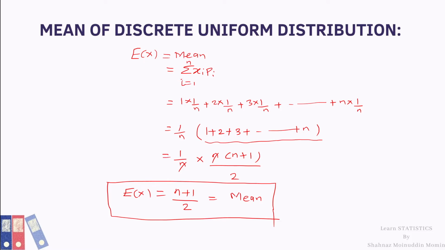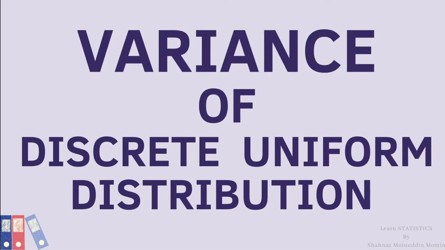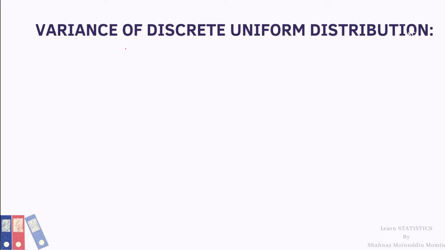Now we shall move to the fourth point, variance of discrete uniform distribution. By definition of variance, variance of x is equal to expected value of x square minus (expectation of x) bracket square. This is the formula for variance by definition.